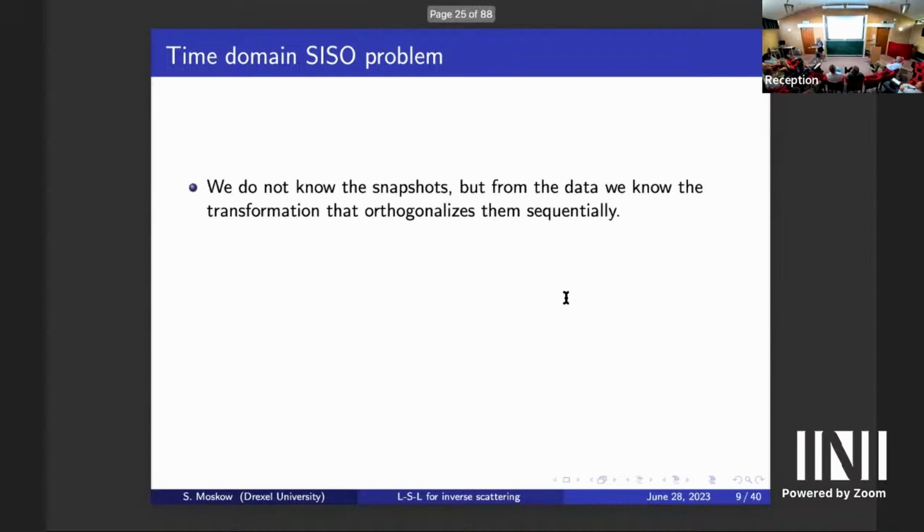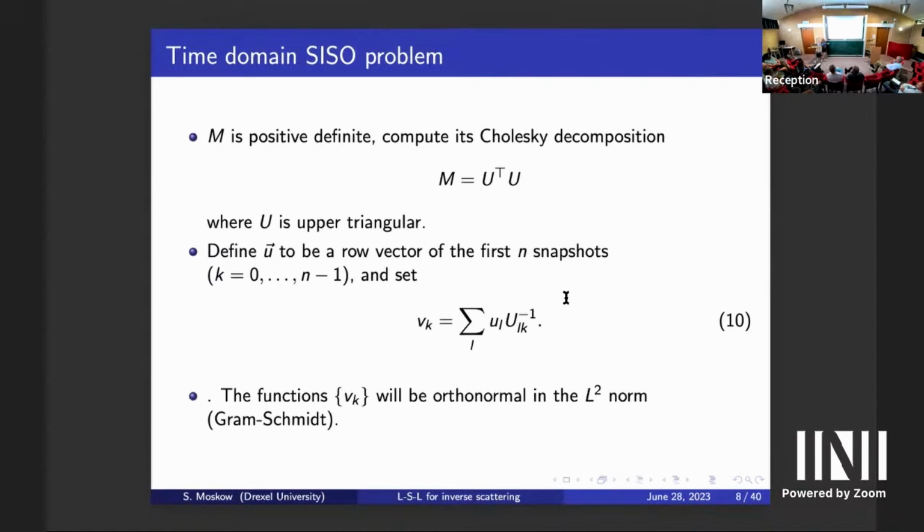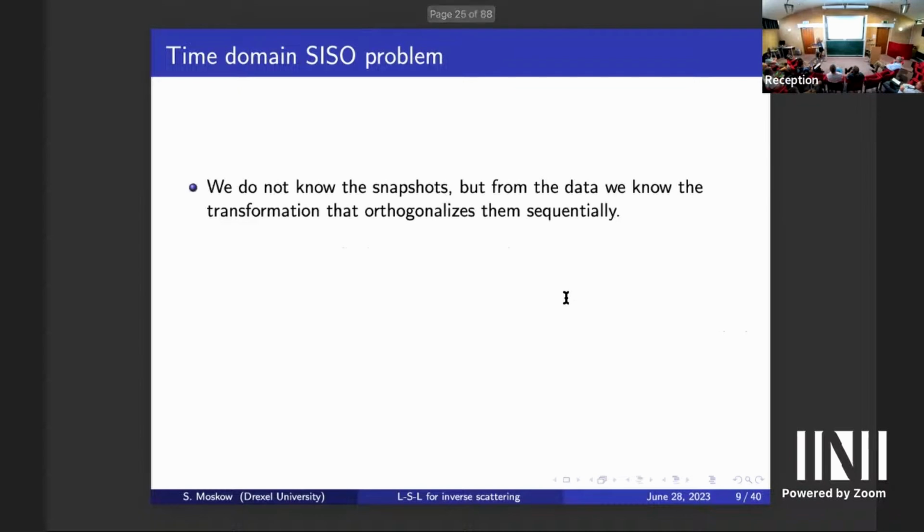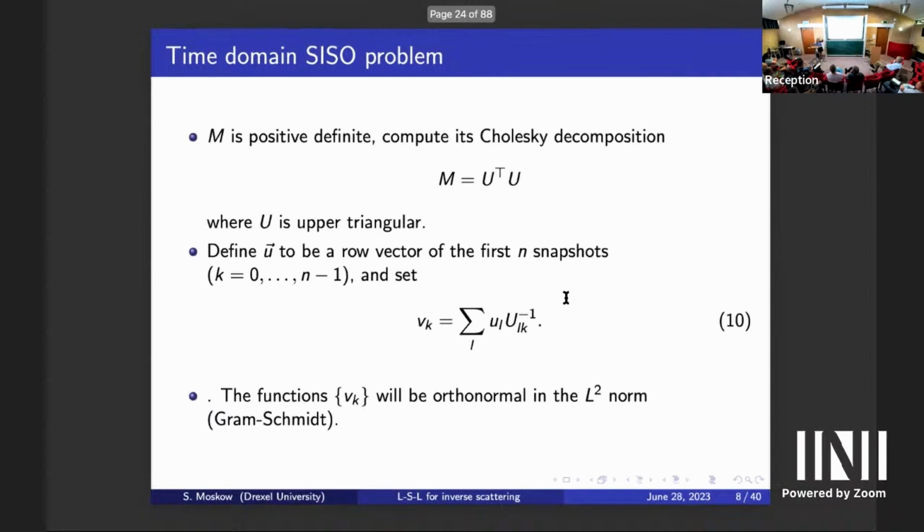It's easy to see that if you take these V's and integrate them against each other, because of the definition of U, they all integrate against each other to 0, and to 1 when it's the same, the Kronecker delta. So that's just linear algebra. And because this is an upper triangular matrix, going from one to the next is just sequential orthogonalization. It's just the Gram-Schmidt algorithm.